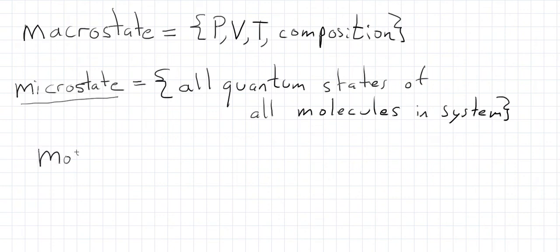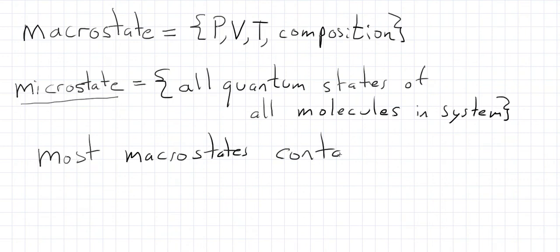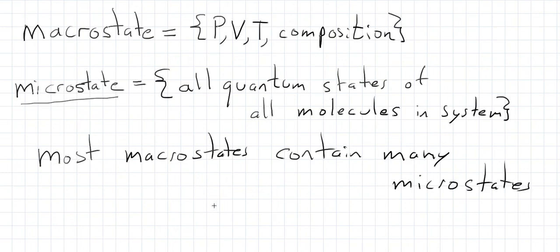So we could say most macrostates contain many microstates. And another way of saying that is that W is going to be large, right? Since W is the number of microstates in a particular macrostate.